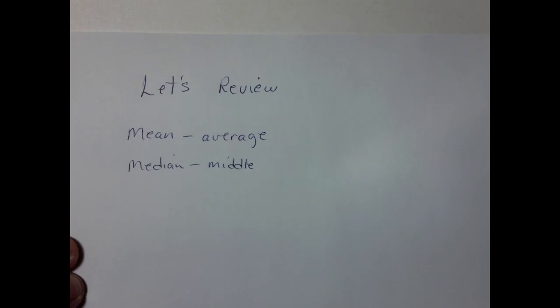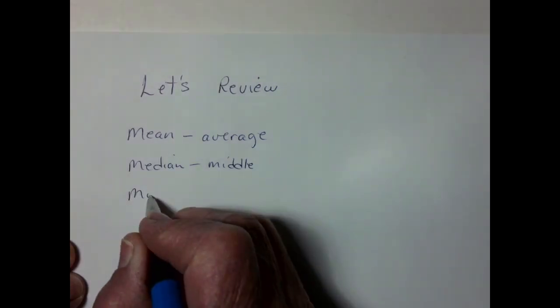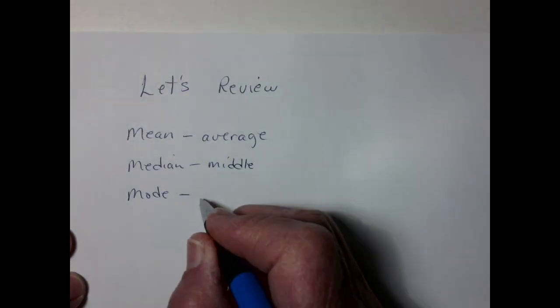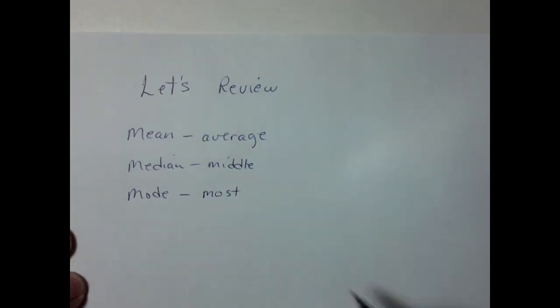Okay, this should be bringing back some memory for you. And then we have mode. And mode means the piece of data or the number that shows up the most number of times. And you can have more than one mode. You can have 2 or 3 modes or 5 or 6 modes. It just depends on what the data looks like.